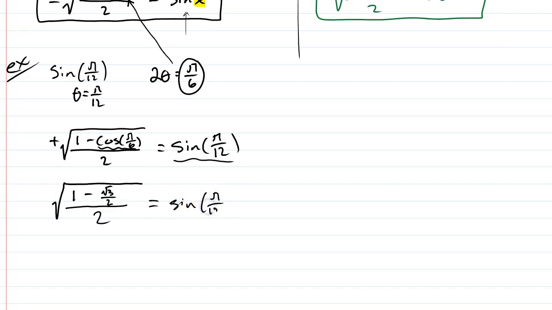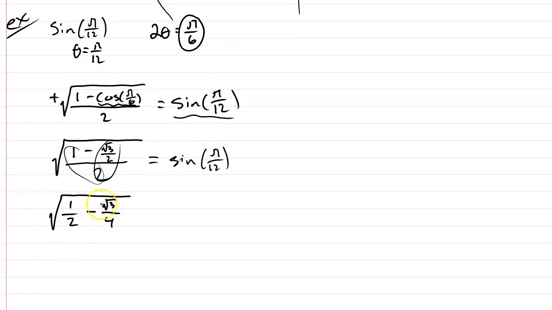Now that is an exact answer, but I need to simplify this a bit. So I'm going to butterfly the inside here. I'm going to have 1/2 minus root 3 divided by 2, which is over 4. Okay, now I can do a little bit more work here. Now that I have two fractions, I can rewrite this as 2 minus root 3 all over 4.